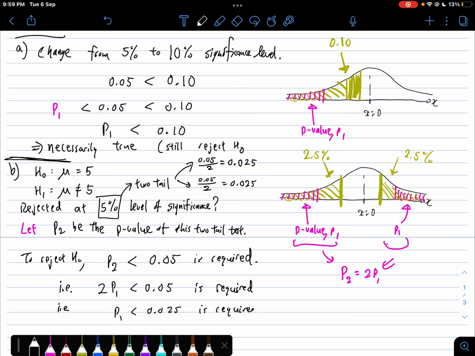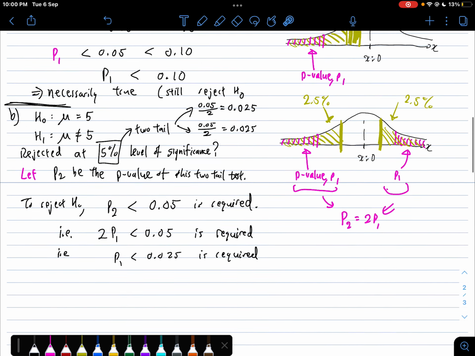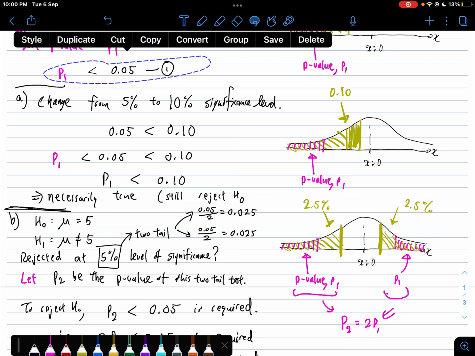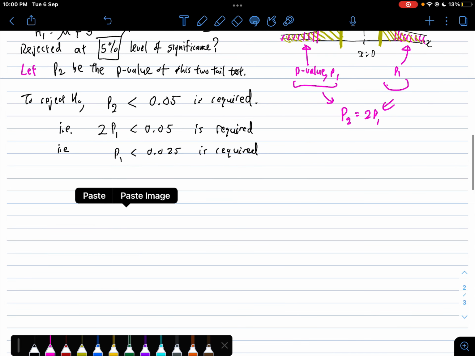Which is also obvious from the picture. This pink color area, P1, must be less than the 2.5%, 0.025. How do we know that for sure? Do we know that for sure? No, we cannot tell that. What are the things that we do know? We know that inequality 1 is definitely true. So let's just copy down the true statement. The requirement is not necessarily true. The only thing that we do know for sure is P1 less than 0.05.